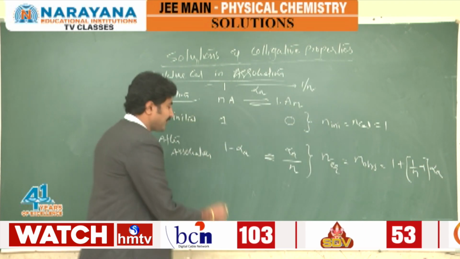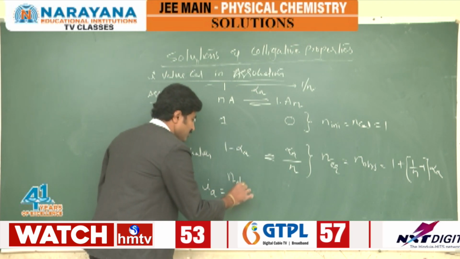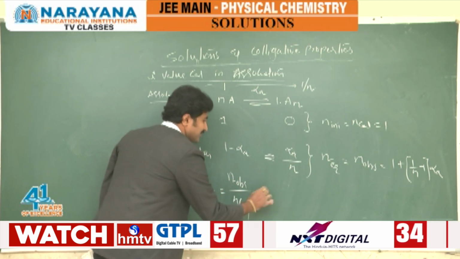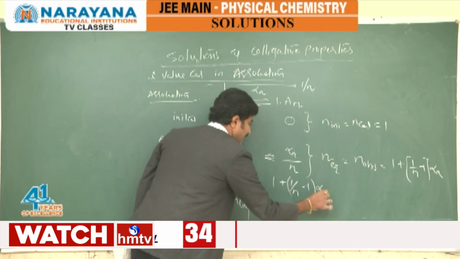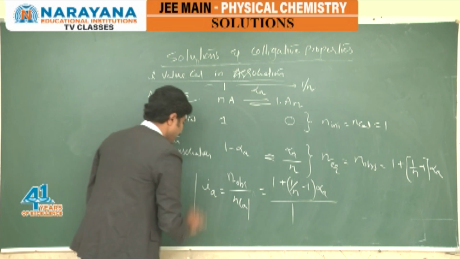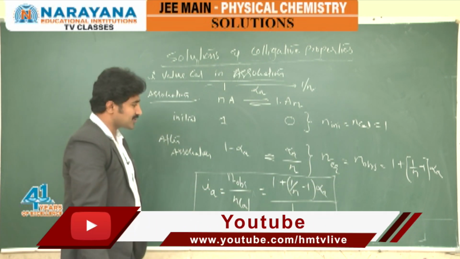But what is the van 't Hoff factor i? In association, i association is equal to the observed moles by calculated moles. This is equal to 1 plus (1 by n minus 1) into alpha association, by 1. By this only we can calculate the van 't Hoff factor i in association.